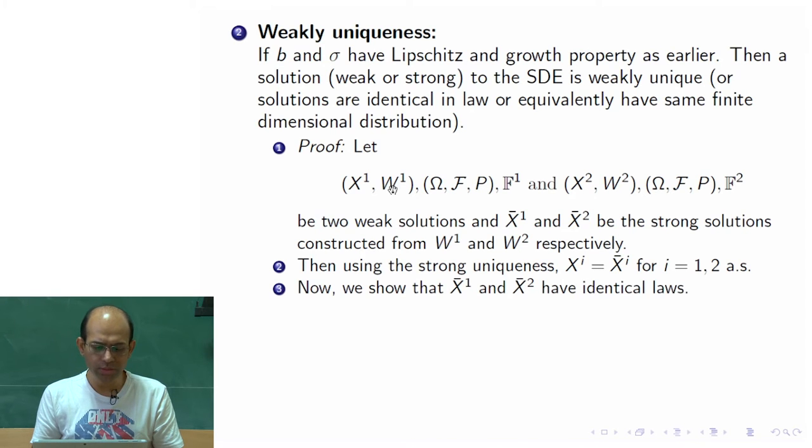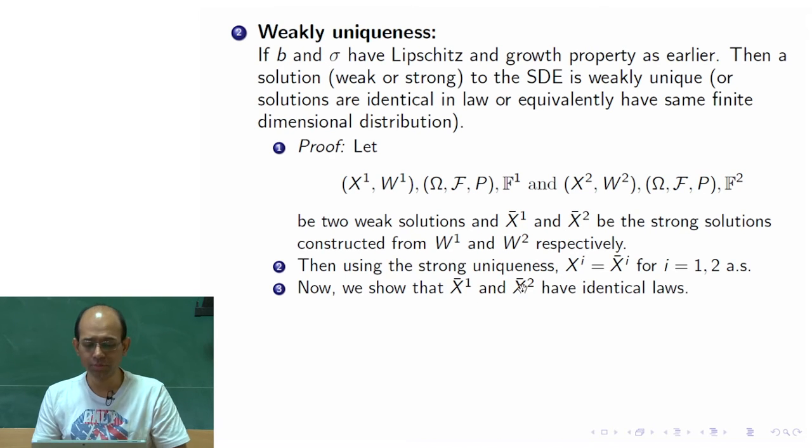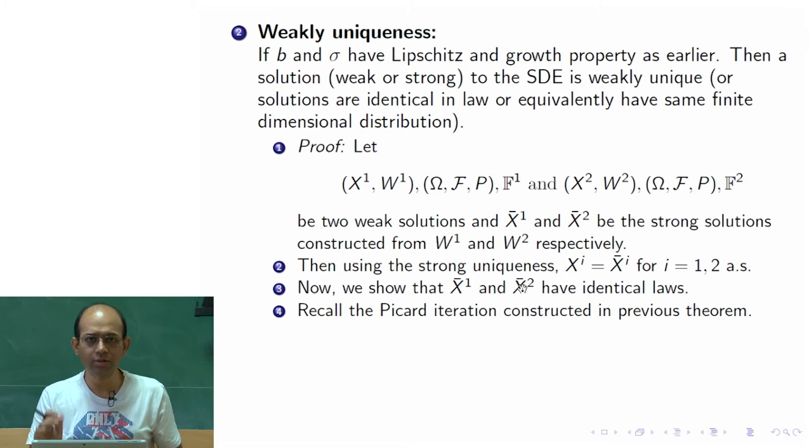Next, we concentrate on these strong solutions x bar 1 and x bar 2. We show that x bar 1 and x bar 2 have identical laws. Why do we expect that? Because after all, both are coming from the same SDE, but with two different Brownian motions. But that needs a detailed proof, which we are doing here. What I have said is just an intuition.